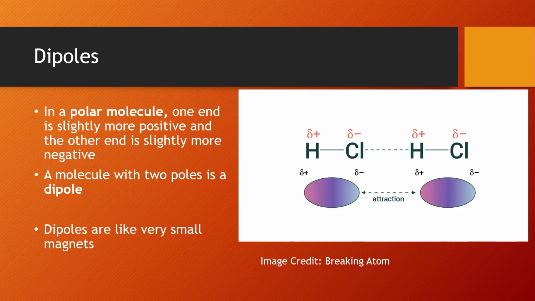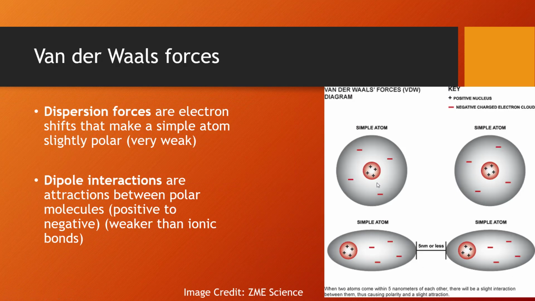Over here, you're going to have your hydrogen, your chloride. Your hydrogen is slightly more positive. Your chloride's more negative, so you have attraction. That's your dipole interactions. We've already taken a look. They're weaker than ionic bonds, but stronger than, say, dispersion forces, which are the weakest of all molecular interactions.